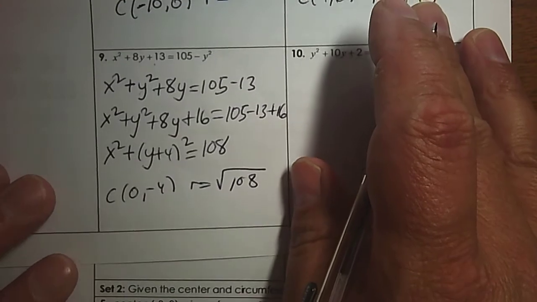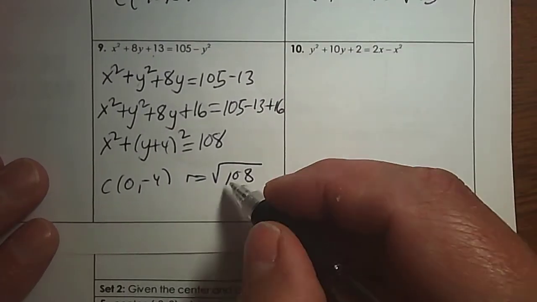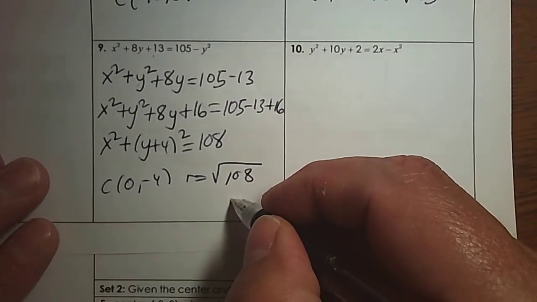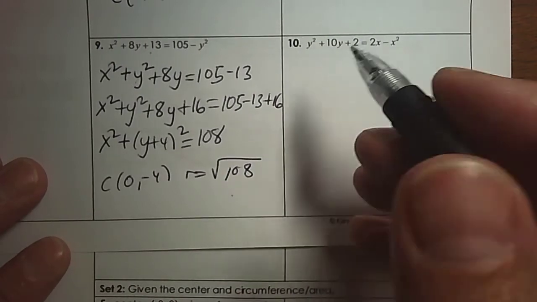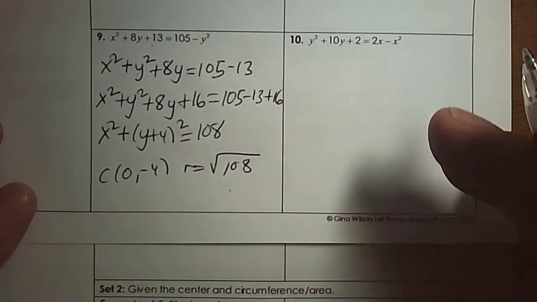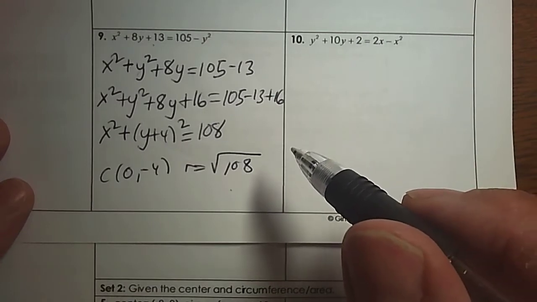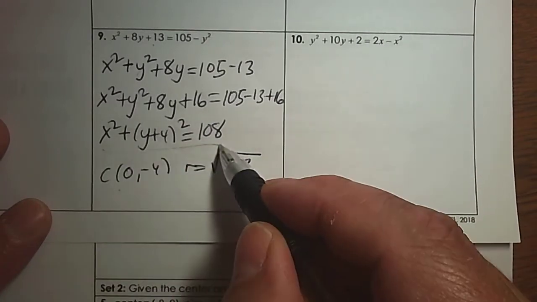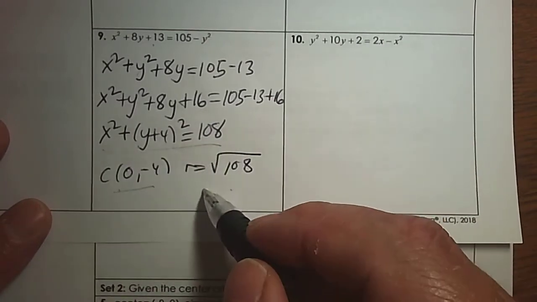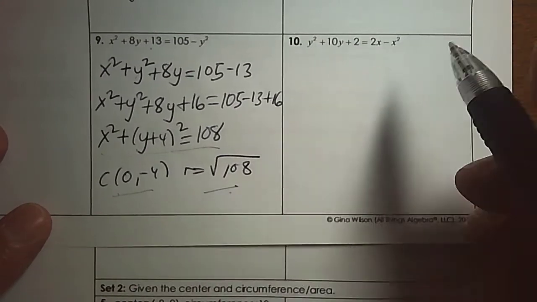If I had to estimate what that is, it's 10 point something, because the square root of 100 is 10, and 11 times 11 is 121, so it's like 10.3 or something, a little bit more than 10. But I'm just needing to write in standard form and then write down the center and radius. One more time like this.